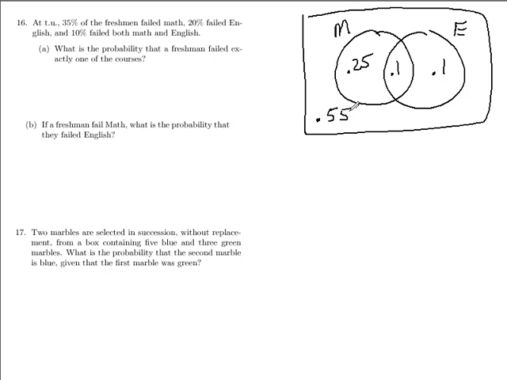Now, part A says, what's the probability a freshman failed exactly one of these courses? That means only math, which is 0.25, or only English, which is 0.1, gives us a 0.35. If a freshman fails math, what is the probability they failed English?